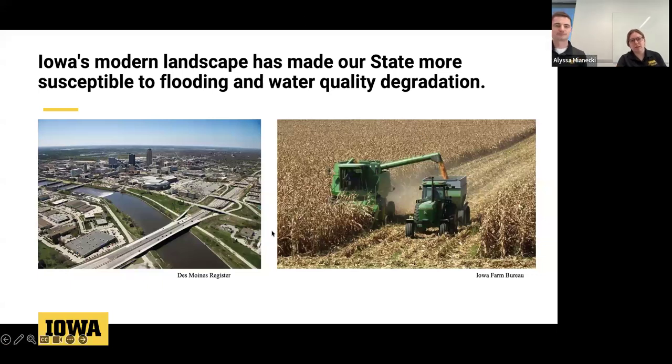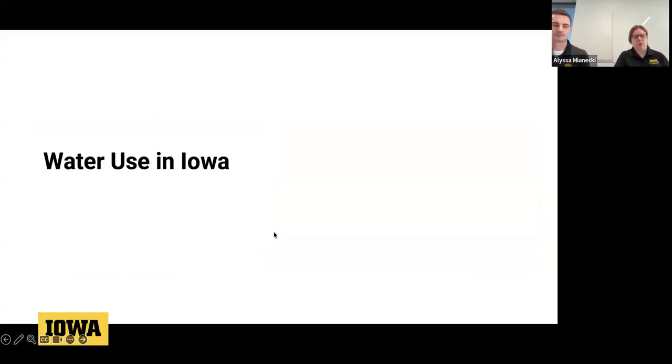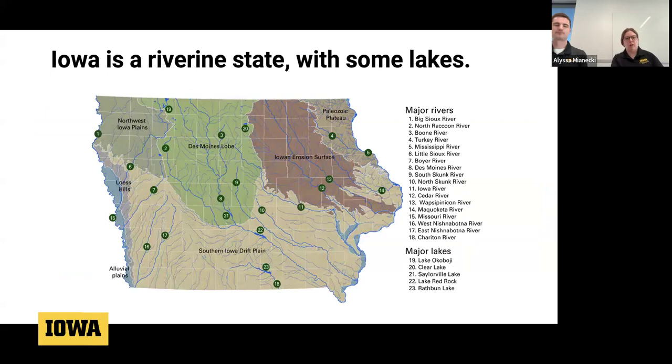Thanks, Elliot. So I'll get more into the actual water use in Iowa and talk about where our water actually comes from that we're using. So to start, I just want to point out that Iowa is a very riverine state with just a few lakes. Unlike our neighbors to the north in Minnesota and Wisconsin, Iowa is not the land of 10,000 lakes. We're actually the land of 34. That's how many natural lakes are in the state of Iowa. More realistically, we're the land of 10,000 rivers.